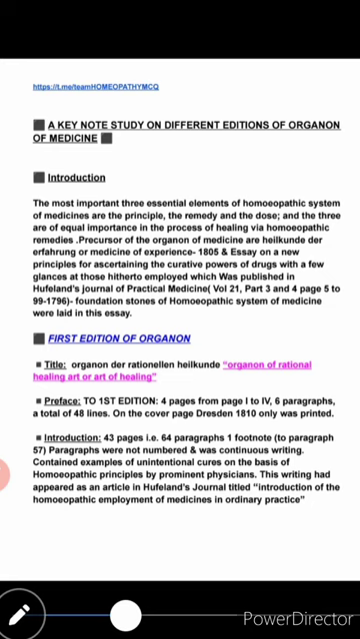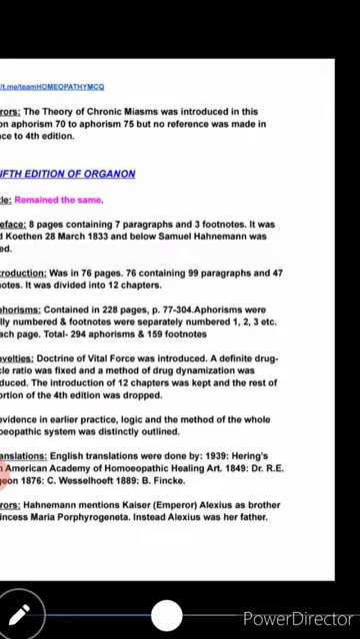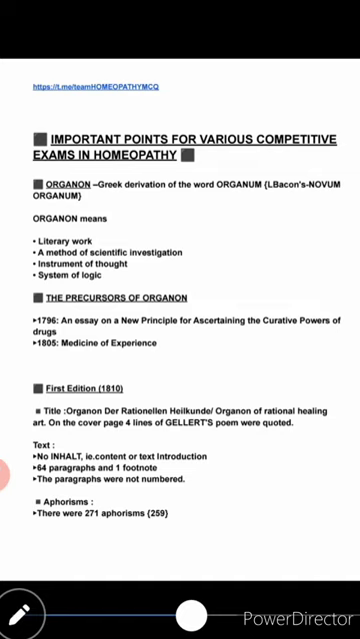So what is the meaning of Organon, and from which language is this word taken? Organon, Greek derivation of the word, was taken from Novum Organum. Organon means the literary word, a method of scientific instrument and system of logic. These are the meanings of Organon.